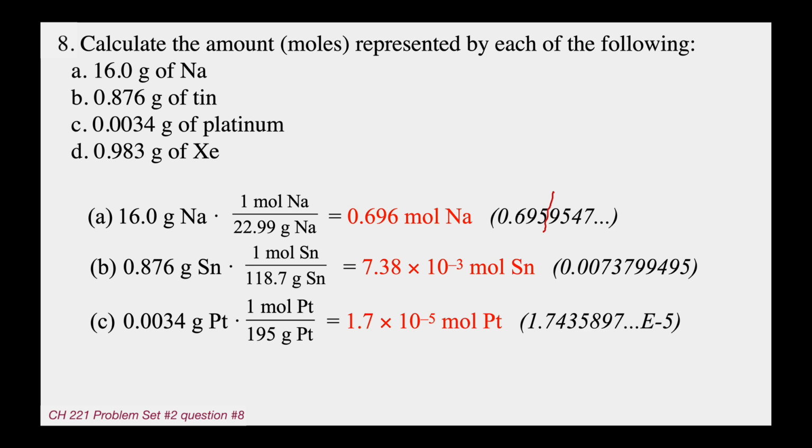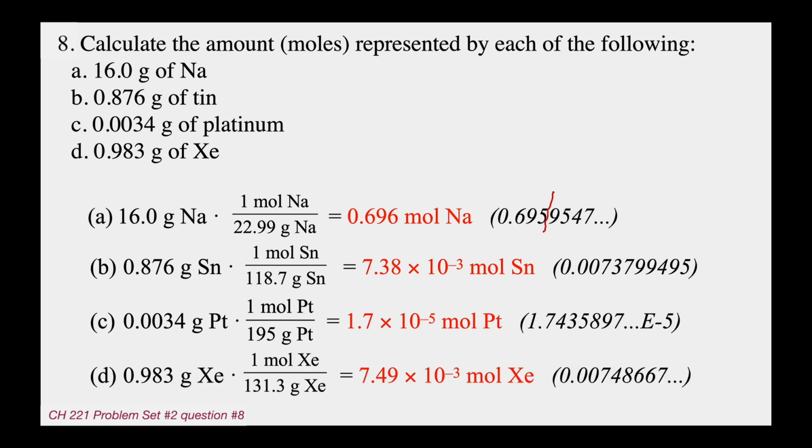And then finally, there's grams of xenon. So we'll divide the grams of xenon by the molar mass of xenon, which is number 54 on the periodic table. And if you do that, xenon's about 131.3 grams per mole. That comes out to be 7.49 times 10 to the minus 3 moles.